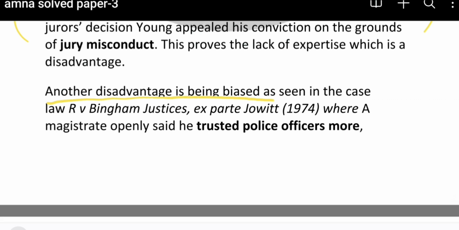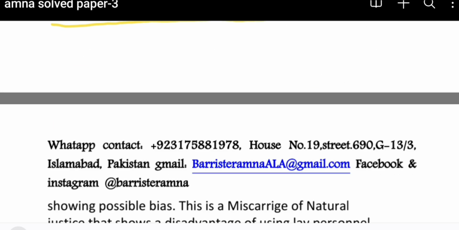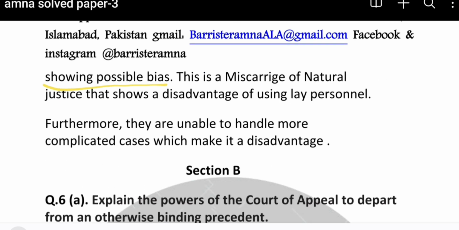Another disadvantage is being biased, as seen in the case law R v Bingham Justices, ex parte Jowett, 1974. So basically we see another disadvantage here is that these lay magistrates and jurors can be biased. And we saw a case over here, and in this case we will relate it with being biased. So how this happened is that a magistrate openly said he trusted police officers more, showing possible bias. This is a miscarriage of the natural justice system that shows the disadvantages of using lay persons.